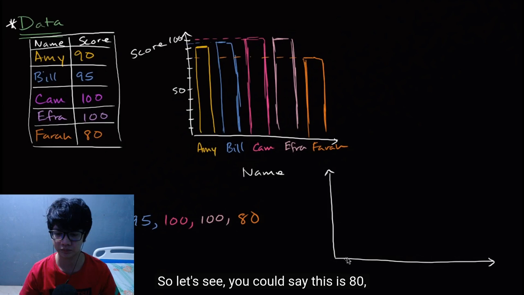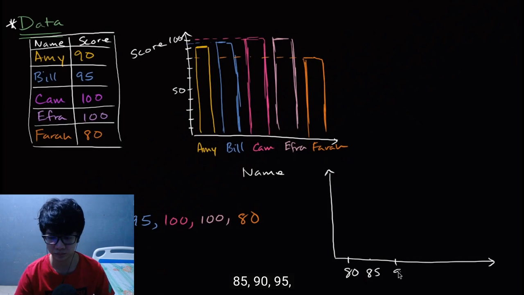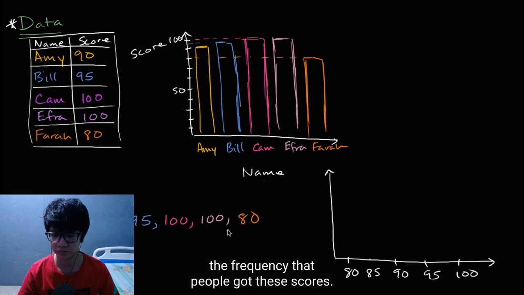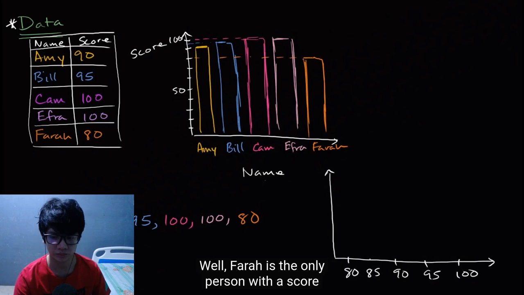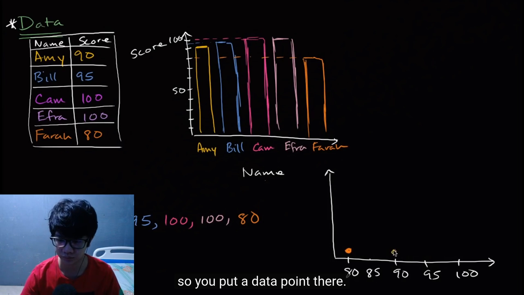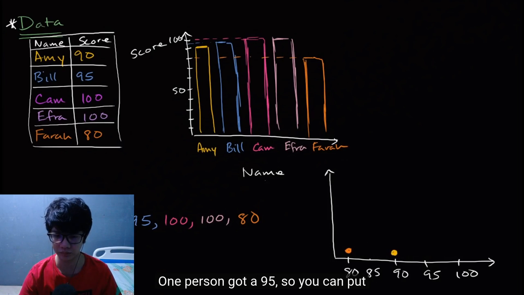So let's see, you could say this is 80, 85, 90, 95, and 100. And then you could record the frequency that people got these scores. So how many times do you have a score of an 80? Well, Farah is the only person with a score of 80, so you put one data point there. No one got an 85. One person got a 90, so you put a data point there. One person got a 95, so you could put that data point right over there. And then two people got 100.